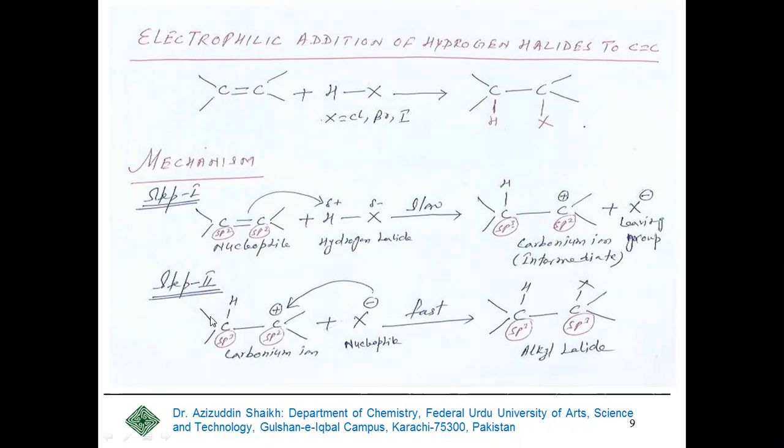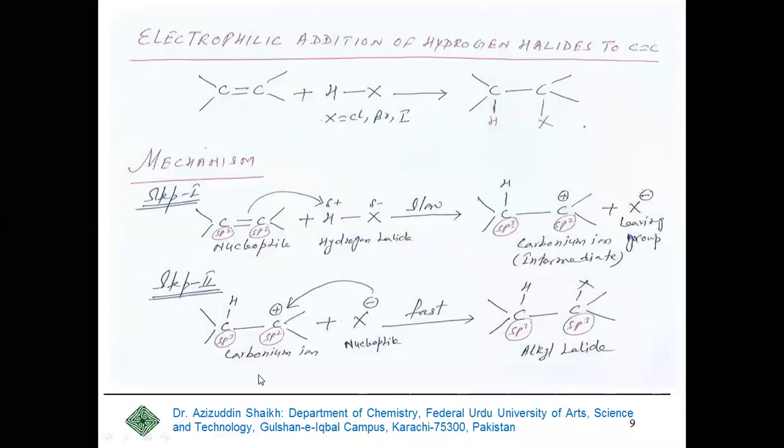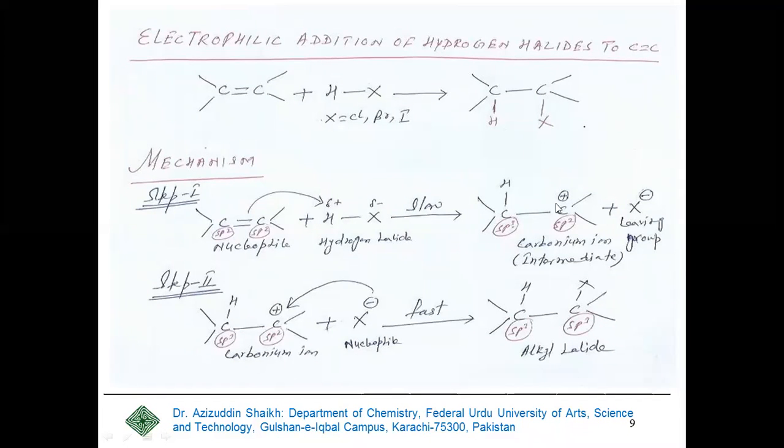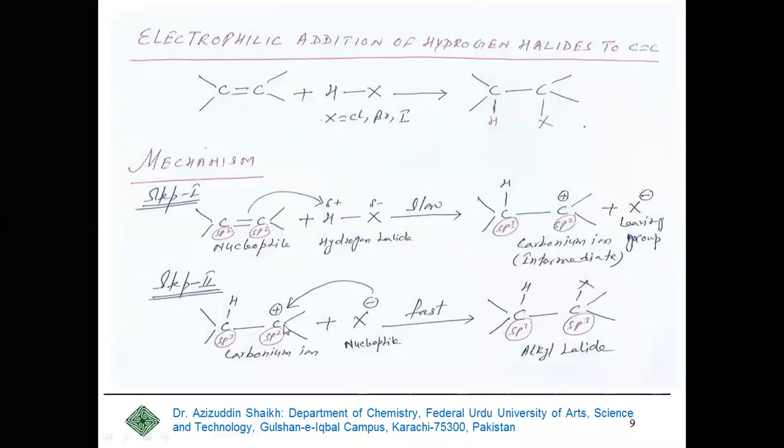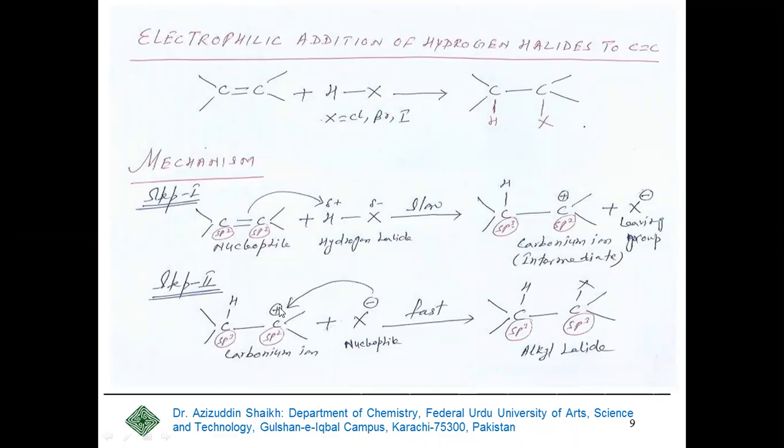In step 2, the carbonium ion is the electrophile, and the first electrophile has already been attached, so that's why it is electrophilic addition. In the second step, the leaving nucleophile will be attached to this electrophilic carbon. Halide will make the bond with this carbon. So we will obtain alkyl halide, and now both carbons are sp3 hybridized. So this is the complete addition reaction.